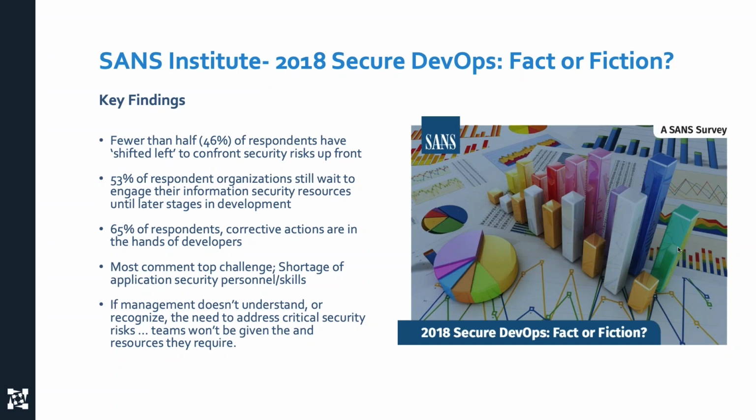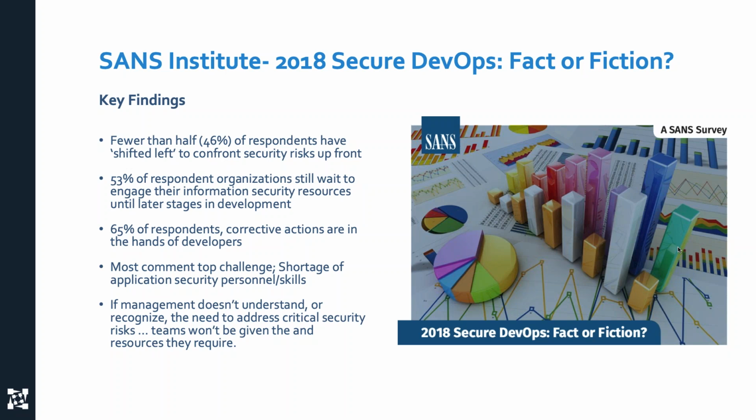Now, I referenced this earlier. The SANS Institute in 2018, actually right at the end of 2018, if I'm remembering correctly, released their Secure DevOps Fact or Fiction report. This is a great report. It's available through a number of different sources. Leverage Google, you'll find it. A few key findings really resonated with me when I was looking at this data.